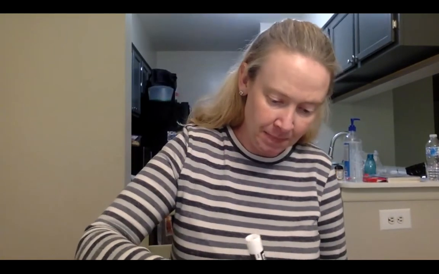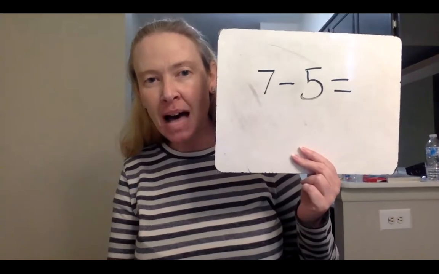Now, I want you to try this one and see if you can figure this one out. 7 minus 5 equals. I'm going to do 1, 2, 3, 4, 5, 6. I have a tower of 7, and I need to take off 5. 1, 2, 3, 4, 5. How many are left, friends? If you got the answer 2, pat yourself on the back. Great job. You did it.